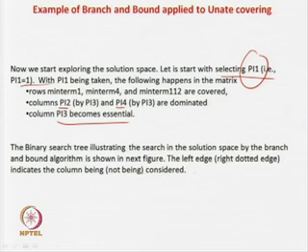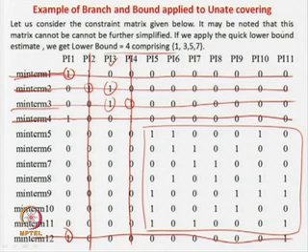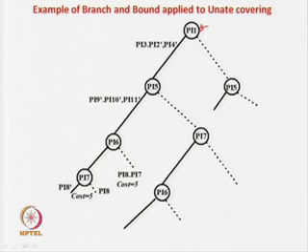So in this case, the left edge and the right dotted lines indicate the column being taken and not being taken. This one corresponds to being taken and this one corresponds to not being taken. As I told you, generally we write the left edge as not being taken and the right as being taken, but in this case they are represented by dotted lines and thick lines. Okay.